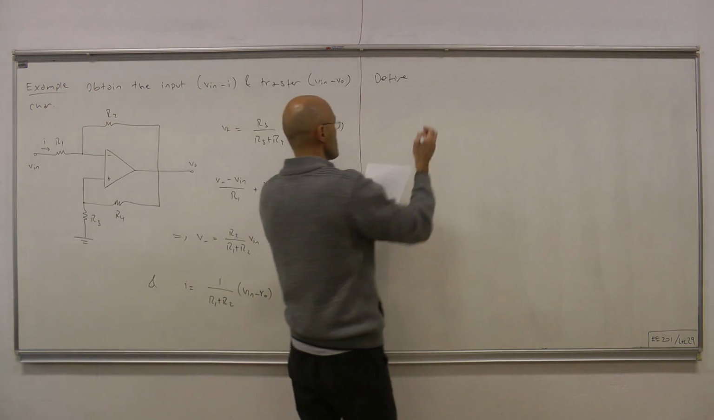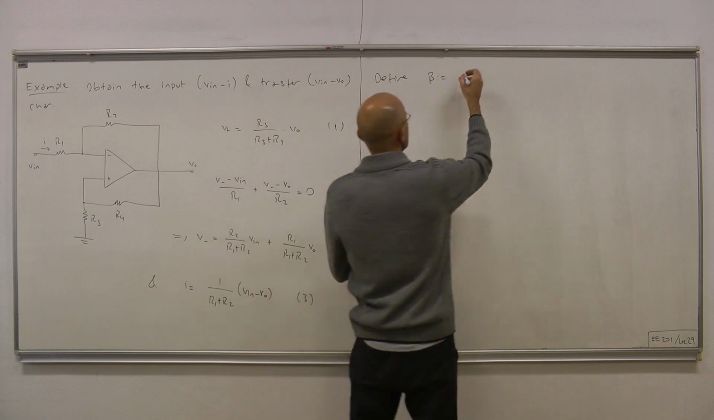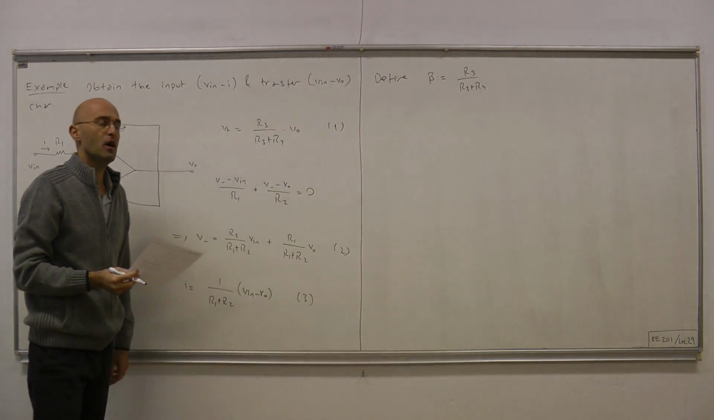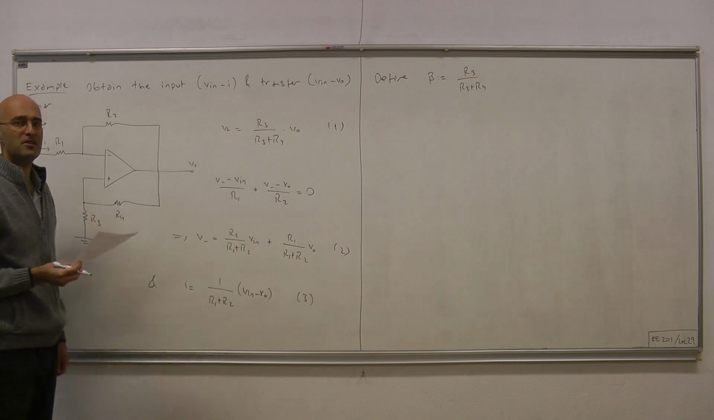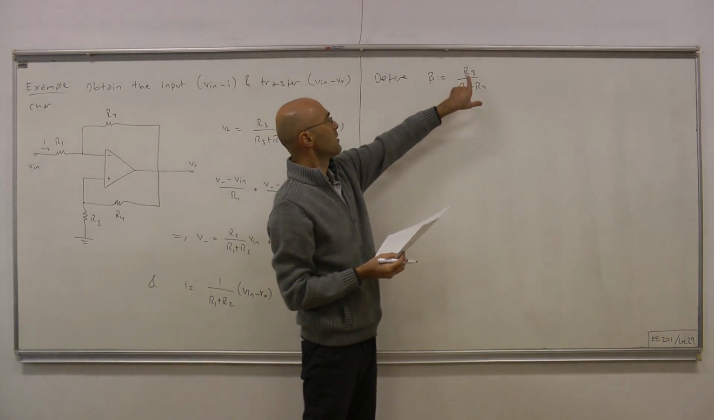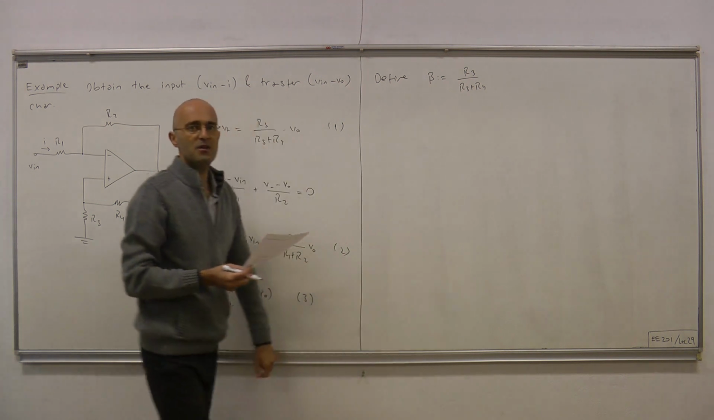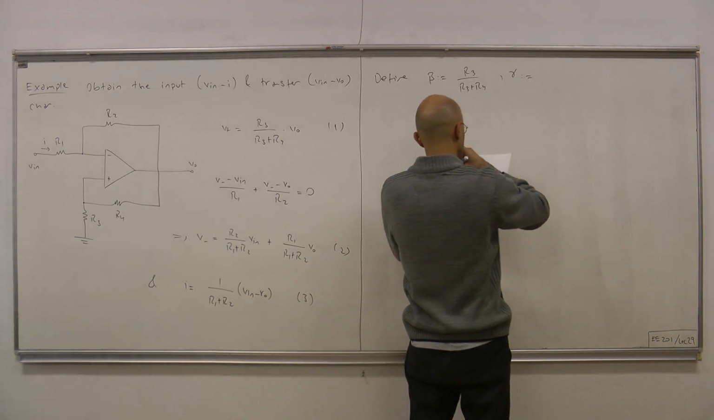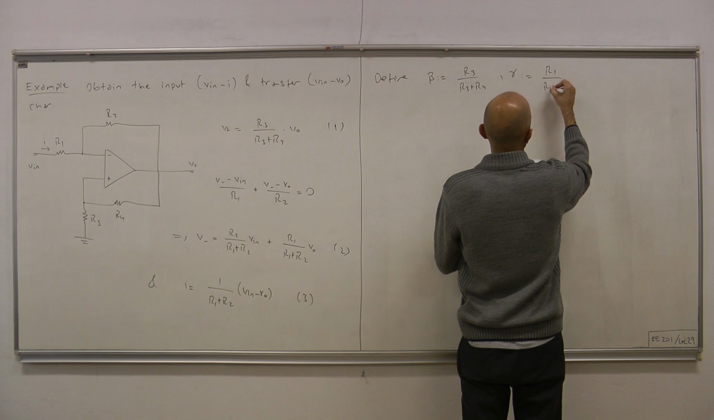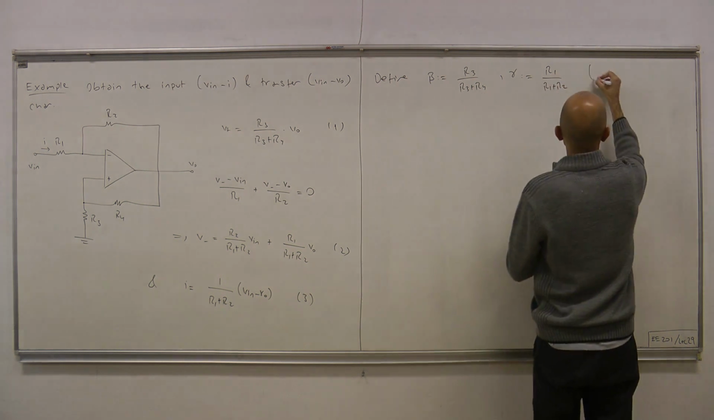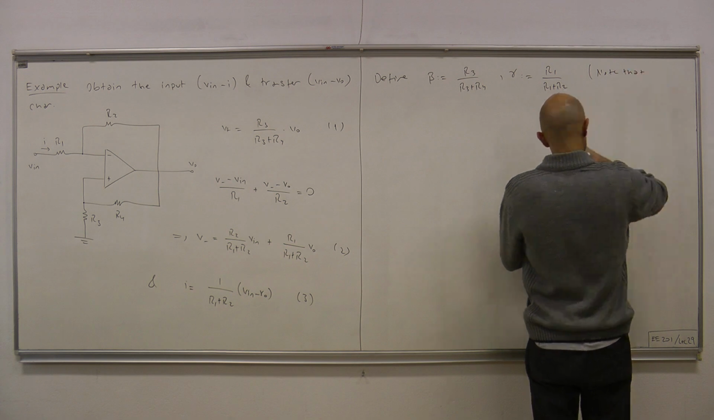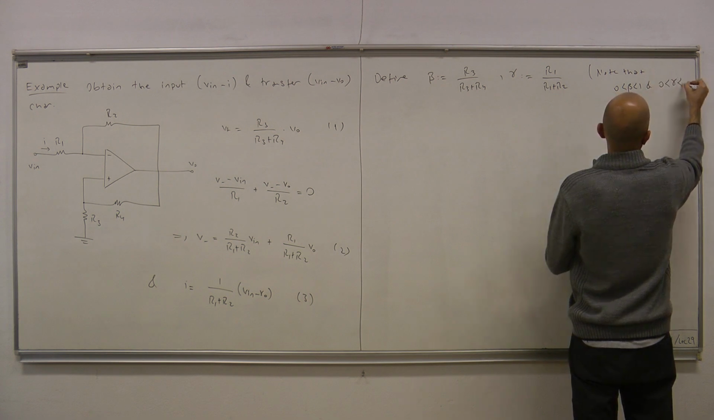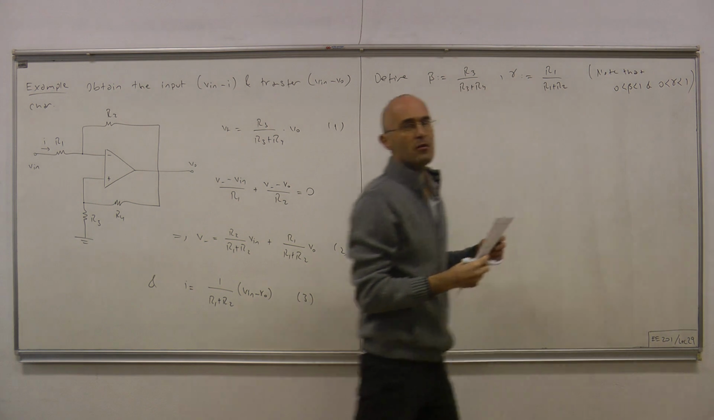For instance, define beta as R3 over R3 plus R4. So unless otherwise stated, we are always working with passive resistors. Okay, therefore these are positive numbers. So that means beta is somewhere between 0 and 1. And likewise, define gamma as R1 over R1 plus R2. Note that they're both between 0 and 1. Okay.